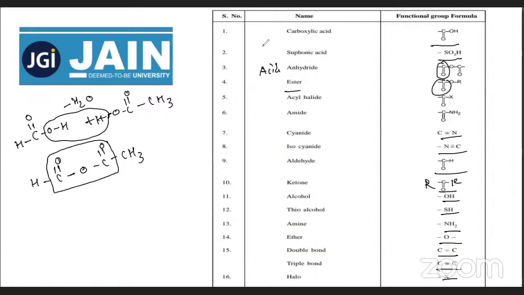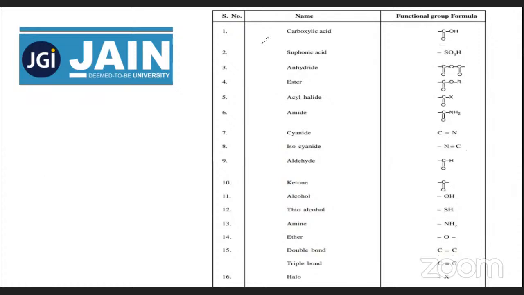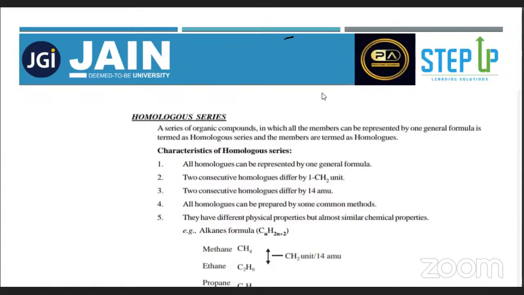So all this is written in the form of basic functional groups, in their priority order. The first one is the highest priority, and the last one is the lowest priority. So this is how the slide has been made. Okay, now what is a homologous series?